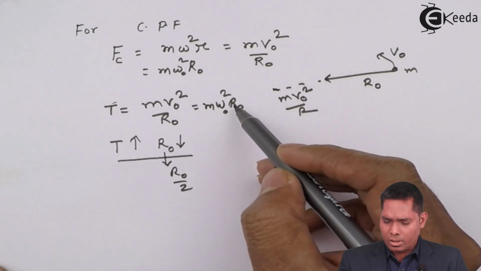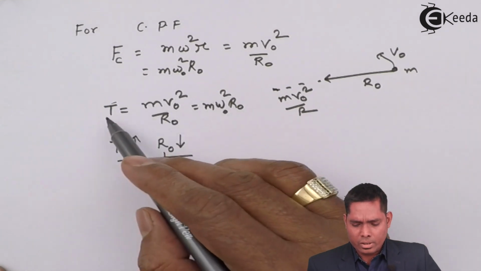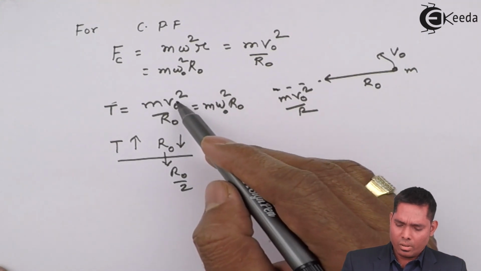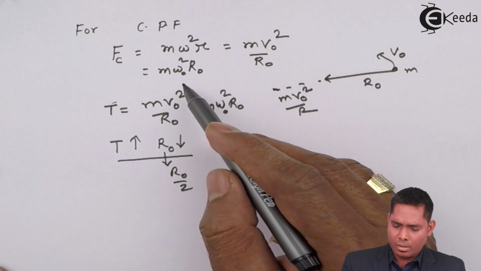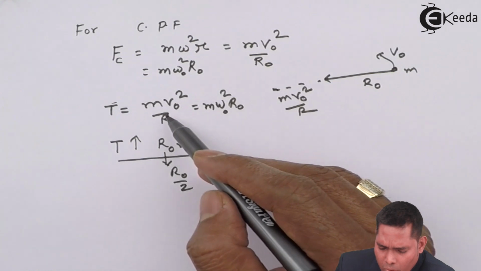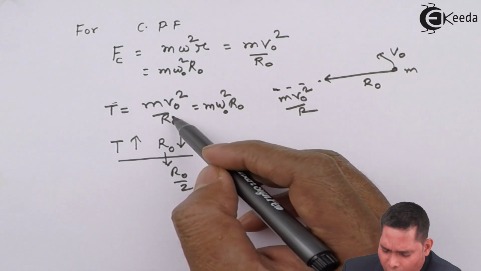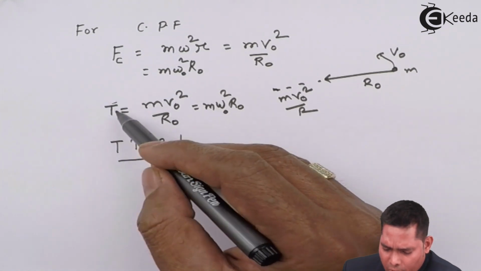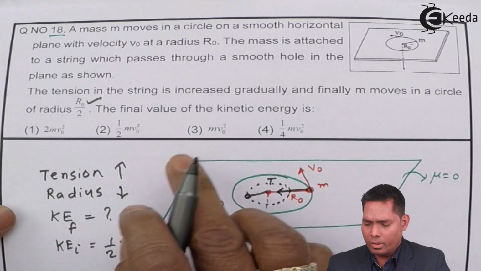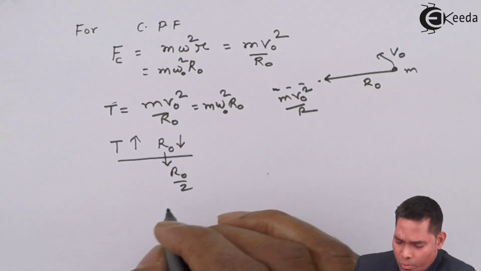If this has to decrease, m will never change. This is decreasing and this is increasing, so this has to increase. If this increases, this decreases. So to increase tension, R has to decrease. If I decrease R, then this increases. Okay. So as it says that the radius is R naught by 2, how would I solve this question?